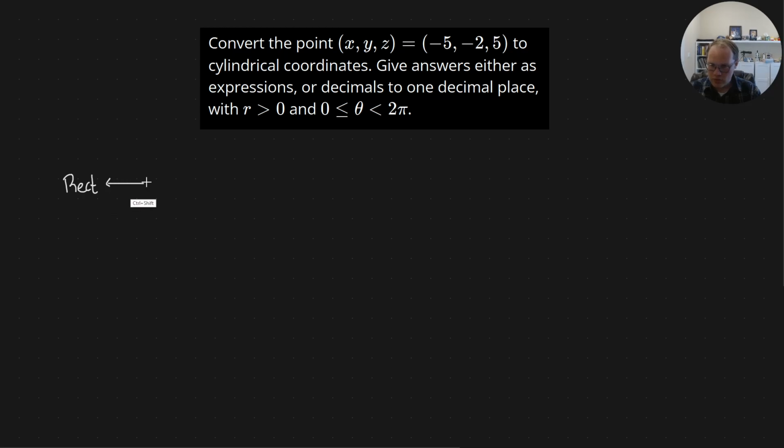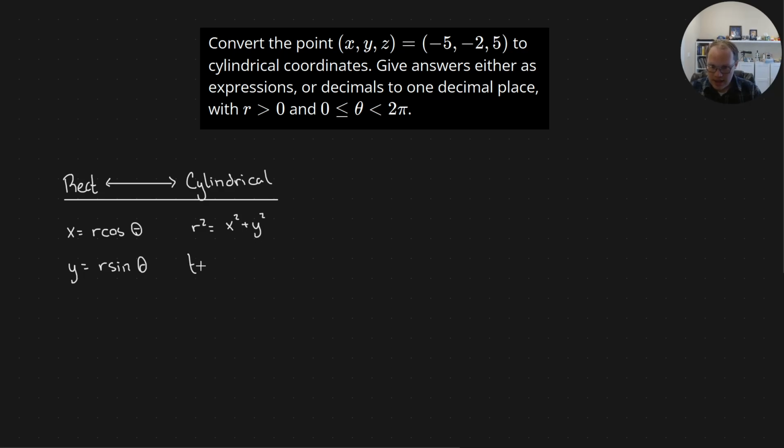And I'll say it again, you should memorize these formulas. So the formulas for going from rectangular to cylindrical coordinates and back again. X equals r cosine theta. Y equals r sine theta. R squared equals x squared plus y squared. And tangent of theta equals y over x. And the very last one, the boring one that we almost don't need to write down, is z equals z. It's the same z value in both the rectangular and the cylindrical coordinate systems.